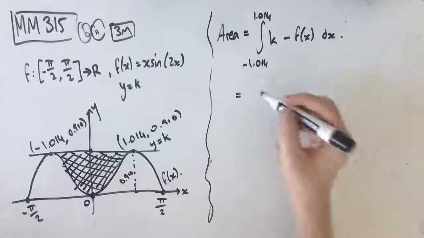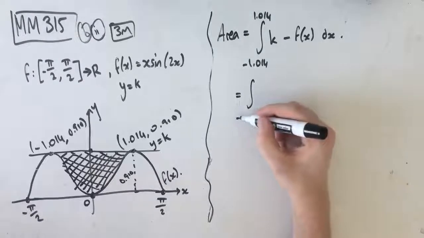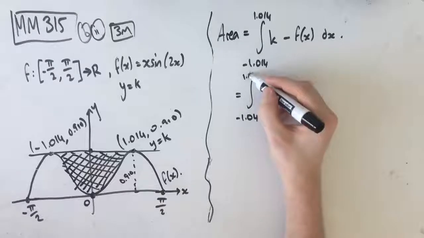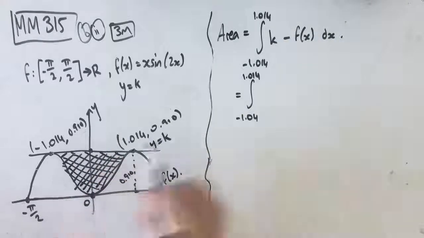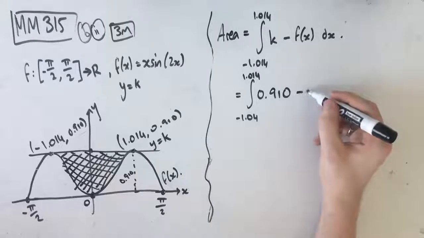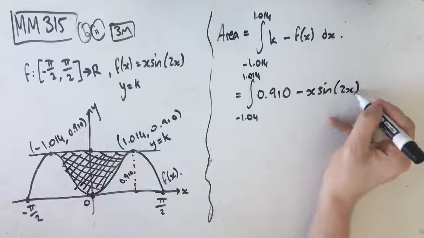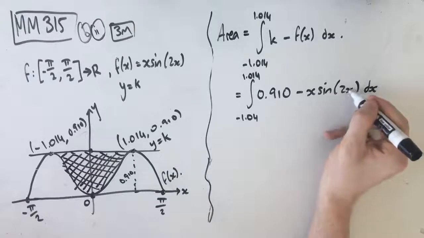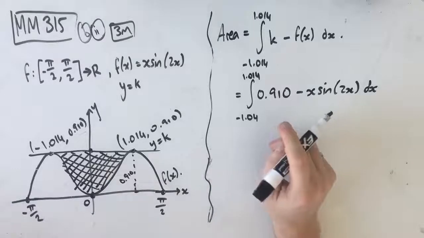So here we have our negative 1.014, 1.014. Now, k, when k equals a, is equal to 0.910, right? So we get 0.910 minus x sine of 2x. Awesome. Nice. So that's our first mark.